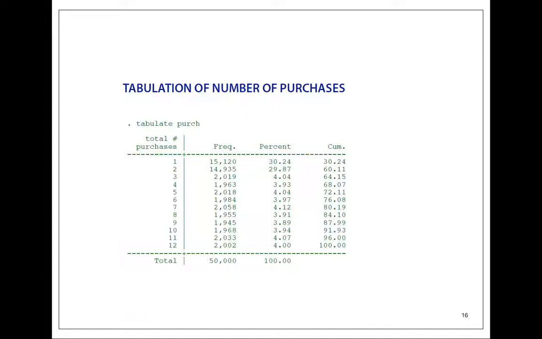However, here the first group, people who bought once, there are 15,000 of them. So it's almost 3 times the group size. And Stata does not know, because they have the same number of purchases, how to divide them into 3 groups. Stata does not know. So Stata just groups them together as the first group. Stata does the same thing for the second group.